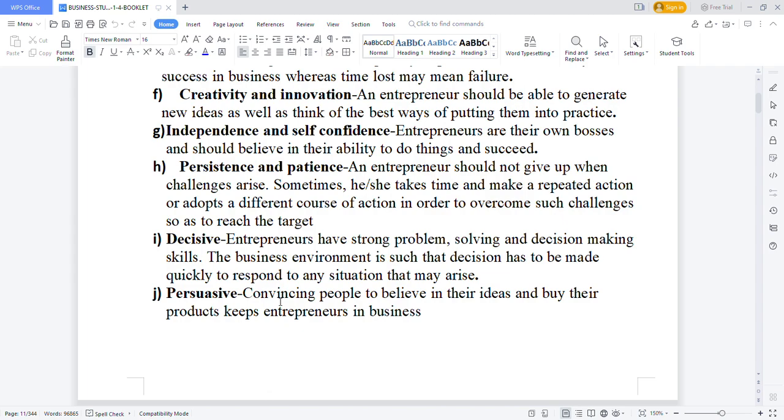The next one is decisive. An entrepreneur should have strong problem solving and decision making skills. The business environment is such that the decision has to be made quickly to respond to any situation that may arise.